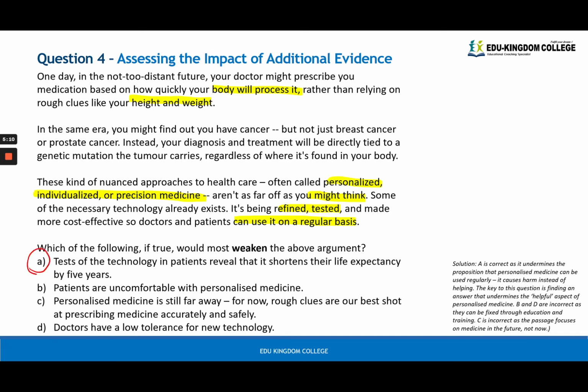The answer is A. Tests of the technology in patients reveal that it shortens their life expectancy by 5 years. So this actually contradicts the argument that this medicine is very good, cost effective, and should be used regularly. Why? If it shortens their life expectancy, it means they have less time to live, okay? And that is obviously a negative, harmful thing. So A is the best one because it shows it's not a very helpful treatment. Yes? So A is the best answer here.